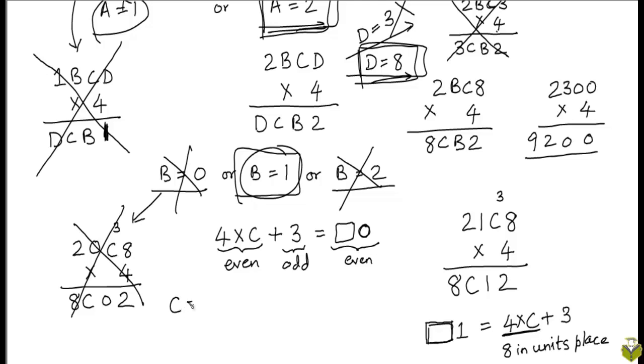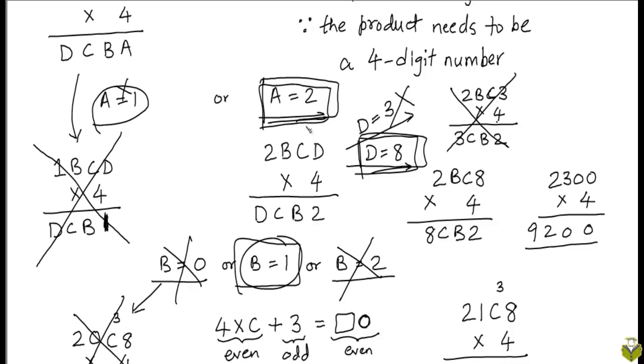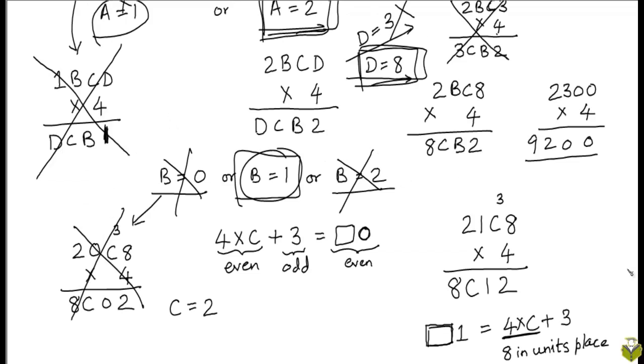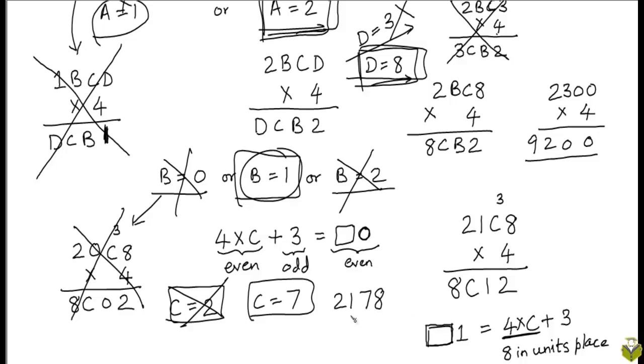Let's say we put c equal to 2. Actually, c equal to 2 is not possible because we already put a equal to 2. So we don't even need to test the case when c is equal to 2. So let's just straight away put c equal to 7. If we put c equal to 7, we get 2178 times 4. And let's do this multiplication and see if we get the result 8712.